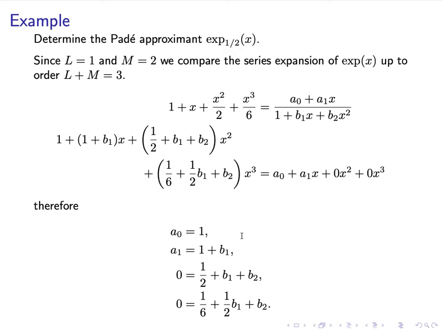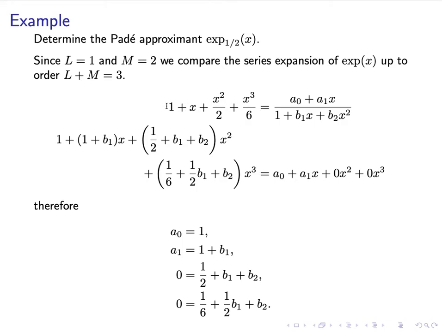So let's have a look at an example. We're going to look at the Padé approximant of the exponential function e to the x of order L is 1 and M is 2. This will give us a third order approximation of e to the x. Now L is 1 and M is 2, so on the left hand side I have the third order series expansion of e to the x.